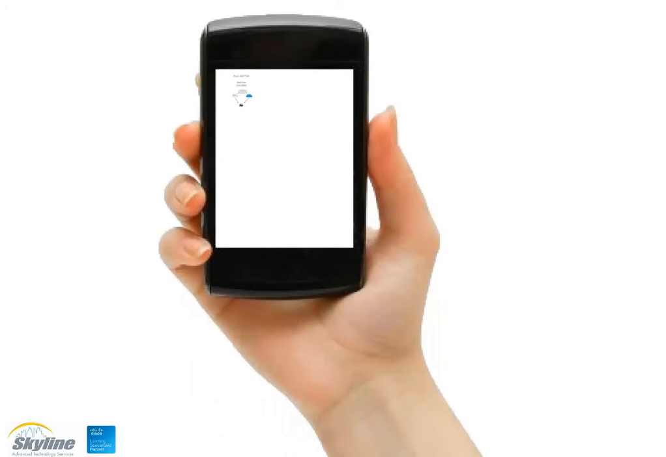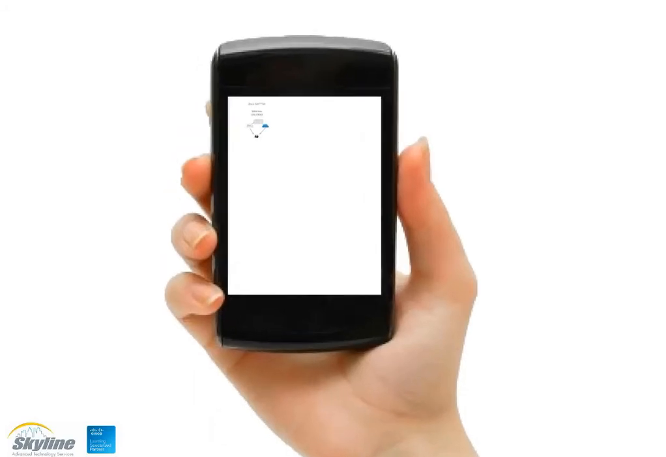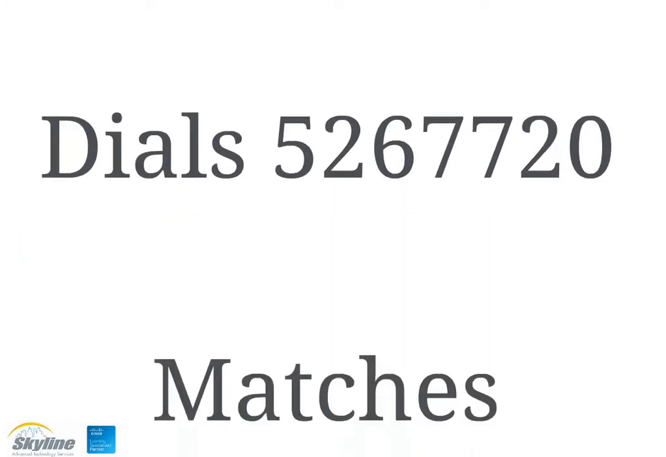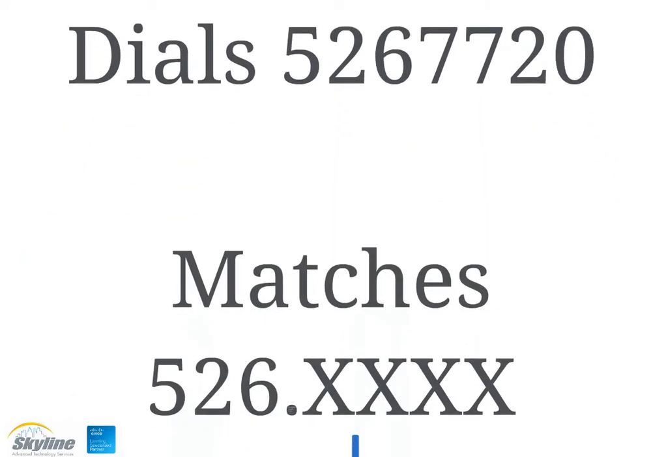So now we're going to take a look at what happens when somebody makes a phone call. First thing they're going to do, of course, is dial a number. In this case, the user dials 526-7720. Call Manager is going to look at that number and find a pattern that matches it. In this case, it finds a pattern of 526.xxxx. Now the X matches any digit 0 through 9.